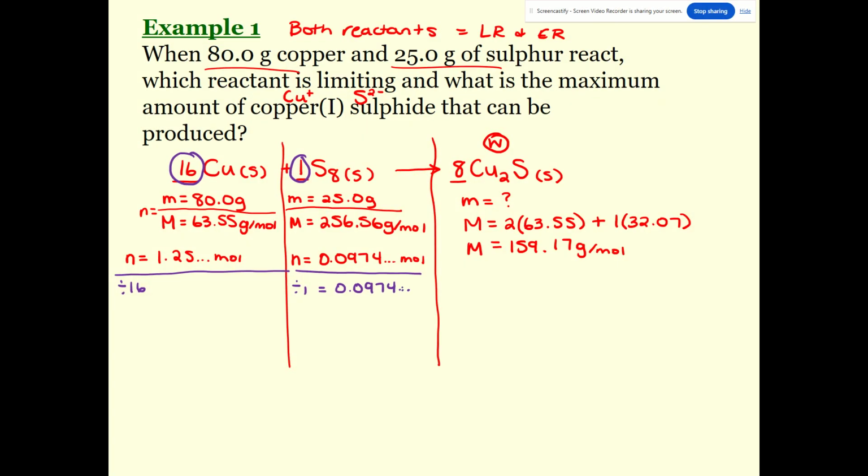0.0974, but my copper, if I put that in my calculator and divide by 16, I get an answer of 0.0786. So in fact, my copper at this point is actually the smaller quantity. 0.07 is less than 0.09. So my copper is actually the limiting reagent, okay? Meaning my sulfur is the excess reagent.